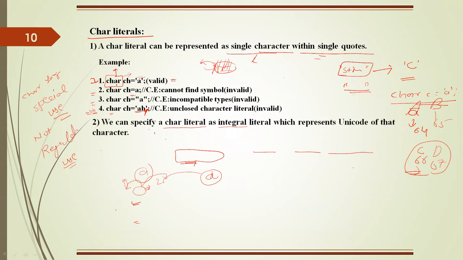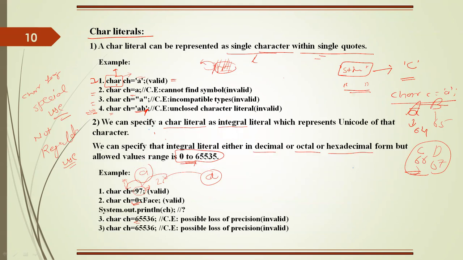Now next, we have completed three: first is integer, second is floating, and Boolean. The last one is char. Char literals can represent a single character within single quotes. So a single character within single quotes is what we call a char literal.